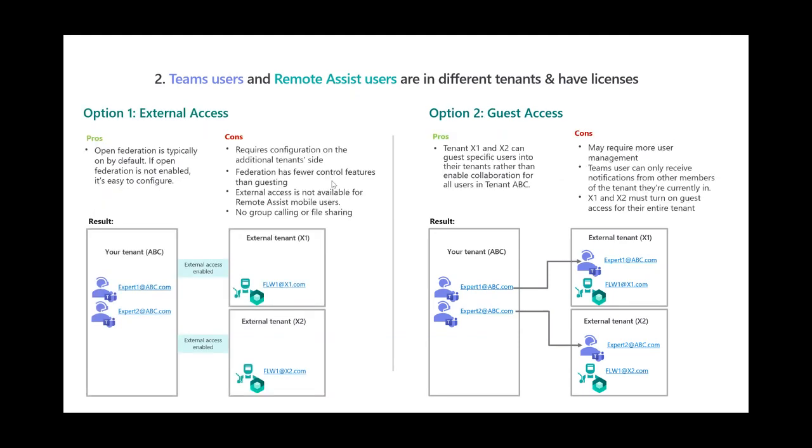Now let's go over some pros and cons of external access versus guest access. On the left side, we have external access. One of the pros is that Open Federation is typically on by default, and if it's not on, it's quite easy to configure. A con of external access is that not only does ABC have to enable external access, but X1 and X2 have to do some configuration as well, either by having Open Federation on or specifying their allow domains or block domains. Next, Federation has fewer control features than guesting.